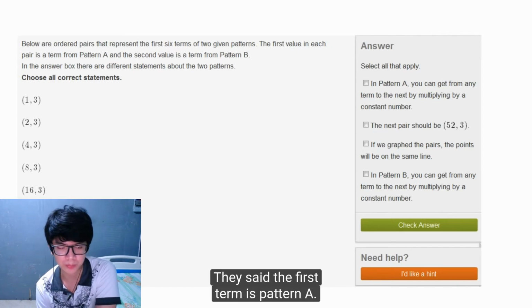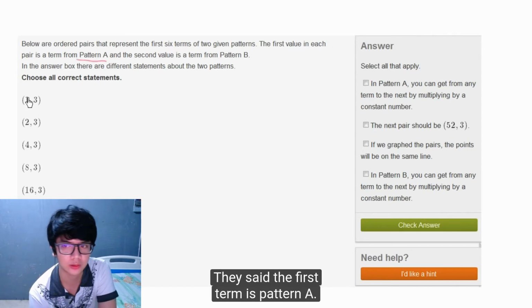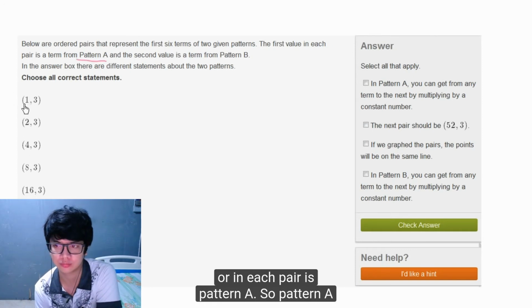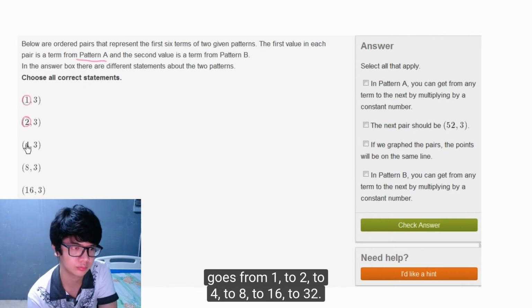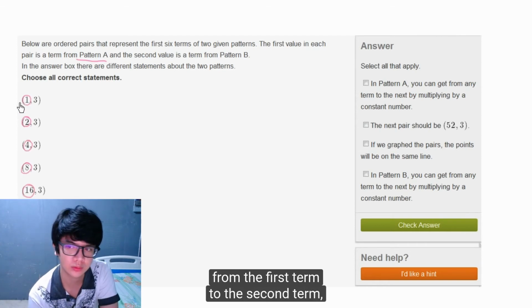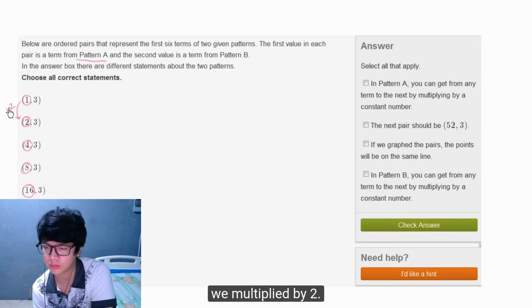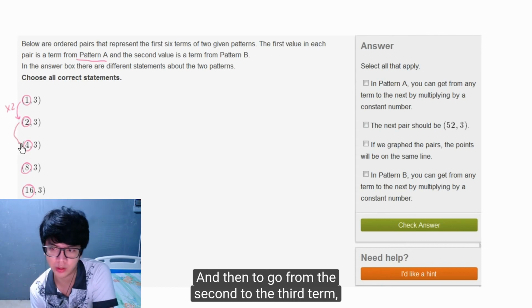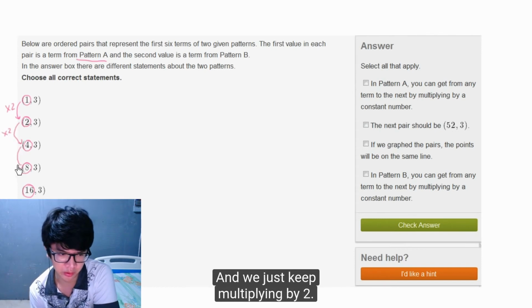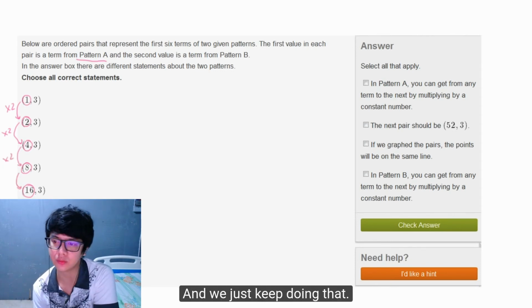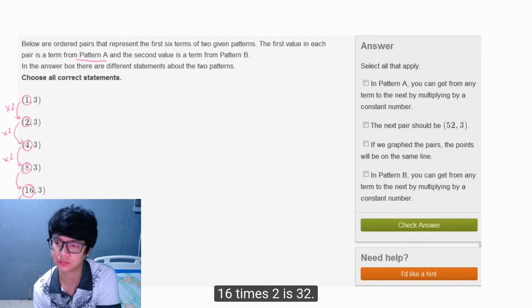They said the first term is pattern A. So the first term in each pair is pattern A. So pattern A goes from 1 to 2 to 4 to 8 to 16 to 32. It looks like to go from the first term to the second term, we multiplied by 2, and then to go from the second to the third term, we also multiplied by 2, and we just keep multiplying by 2. 8 times 2 is 16. 16 times 2 is 32.